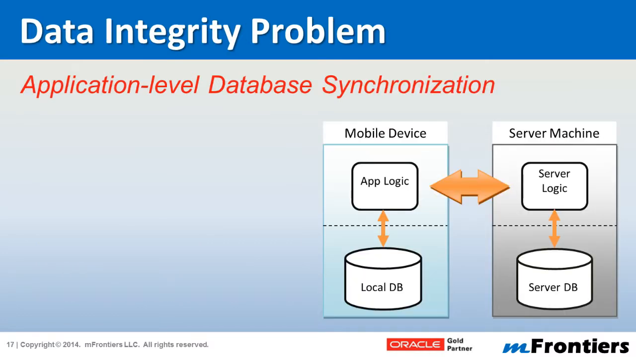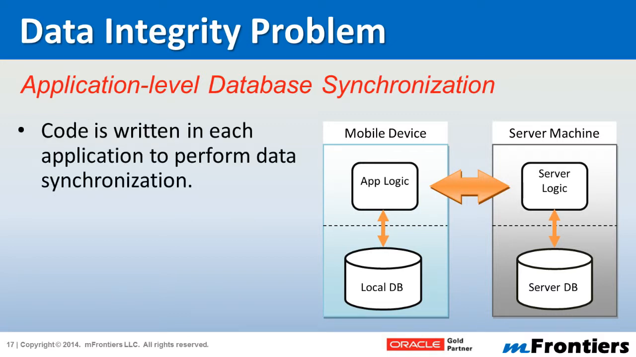Now let's get back to the topic of best IT practices and data integrity. For applications that require access to mobile data, synchronization must be performed between the host and mobile databases. It becomes more complicated when there are multiple concurrent users, and in particular when there's offline access to data. There are two ways to perform this database synchronization, at the application level or the database level. At the application level, developers write code in each application to perform data synchronization. This is the most common way to perform such synchronization.